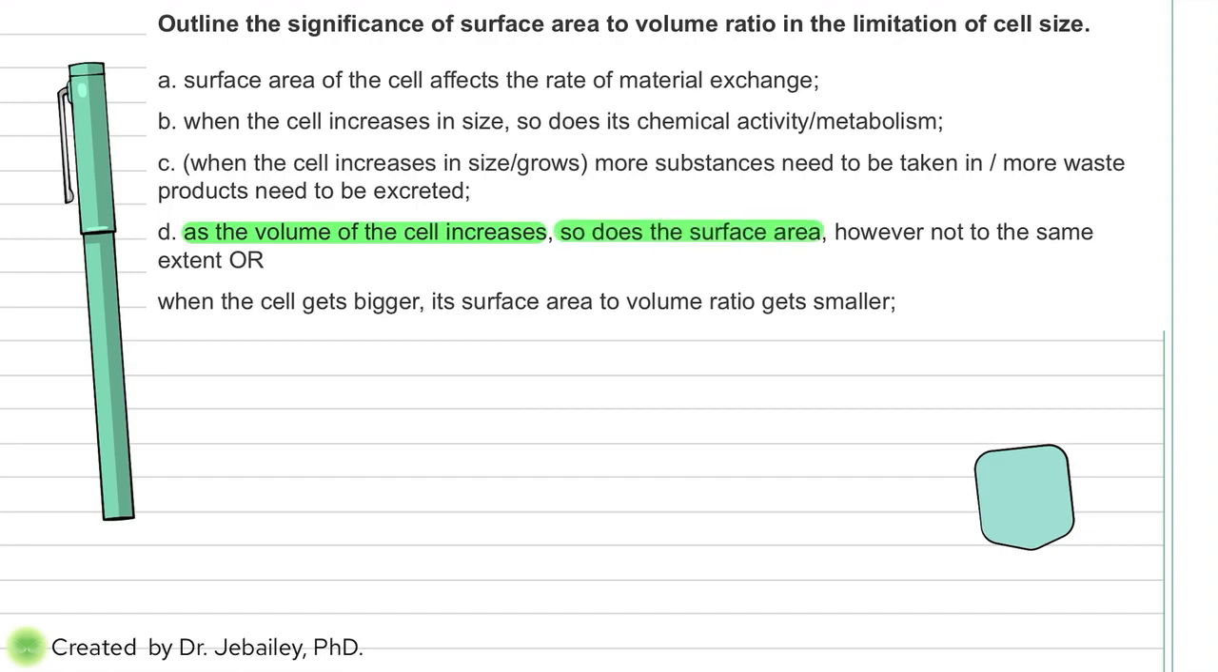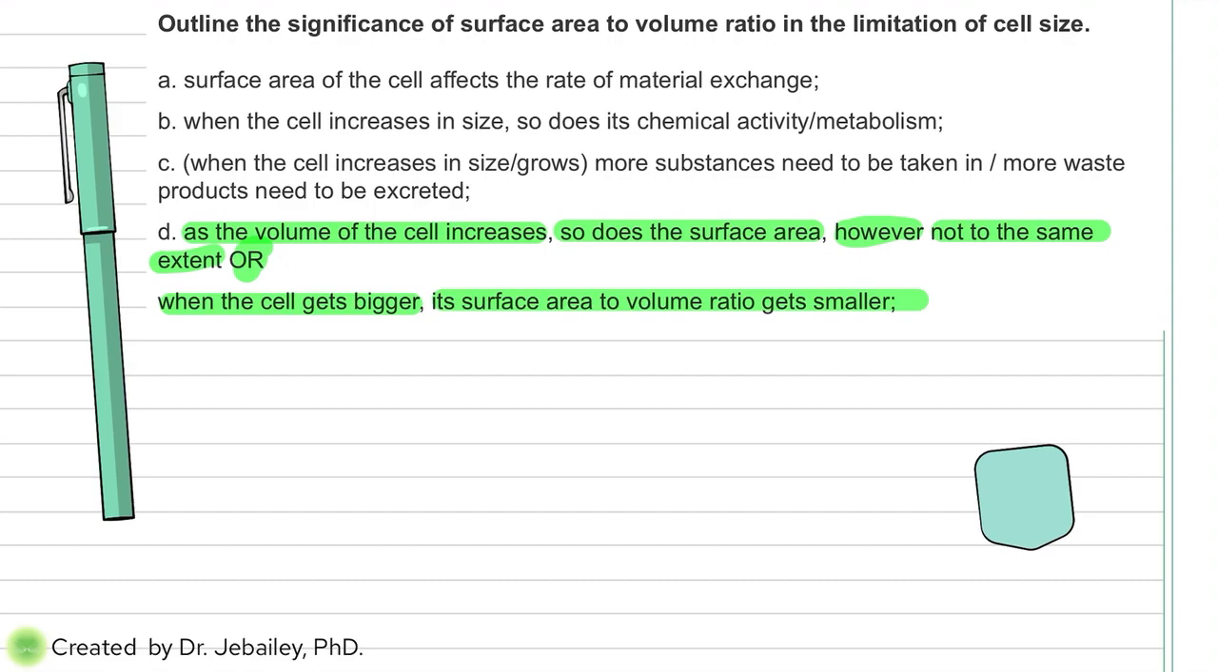So does the surface area increase. However, this is the most important part, not at the same extent. Or, as I say, another way you can say it, because it says here "or": when the cell gets bigger, its surface area to volume ratio gets smaller. So the surface area gets smaller. The smaller it is, the worse it's going to get.